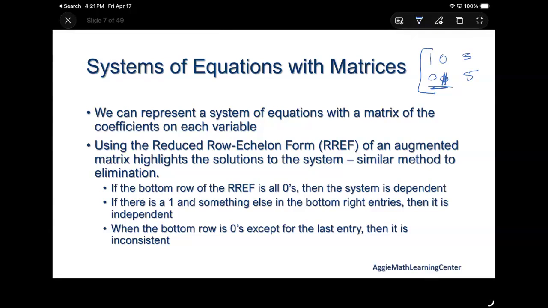So when the whole bottom row is zeros and it's dependent, what is that really saying? Basically, because I get inconsistent, but where it's all zeros, I'm not exactly sure. So when they're dependent, it's basically saying, correct me if I'm wrong, they're basically the same line. Okay. So instead of like a point, the whole line is crossing.